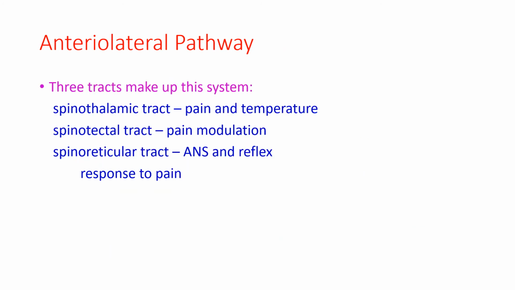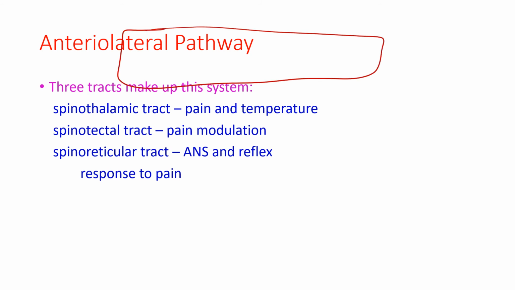Pain and temperature are going to be going through a system called the anterior lateral system. And the anterior lateral system is going to be made up of 3 tracts. The first tract is the spinothalamic tract. And this is for the conscious perception of pain and temperature. When we say that we are dealing with conscious perception, what that means is that we are going to go to the cerebrum, because that is the only way that we can consciously perceive something.